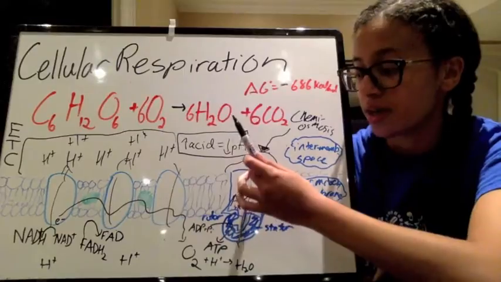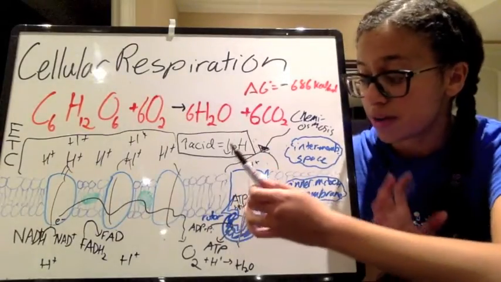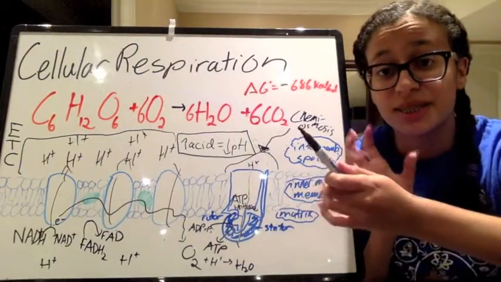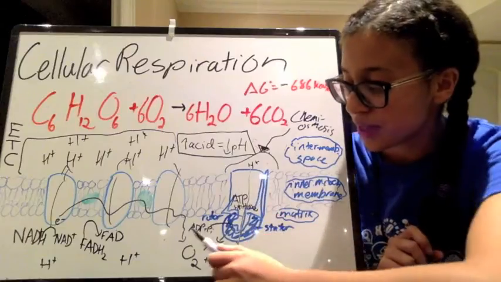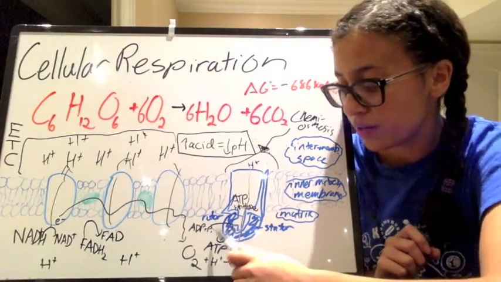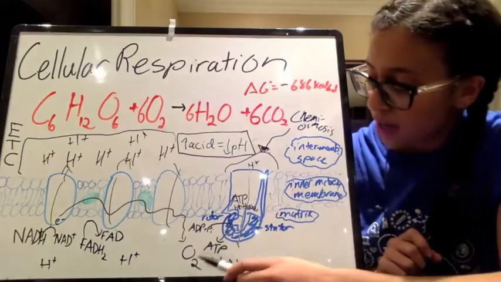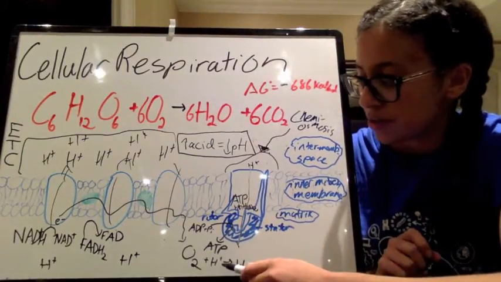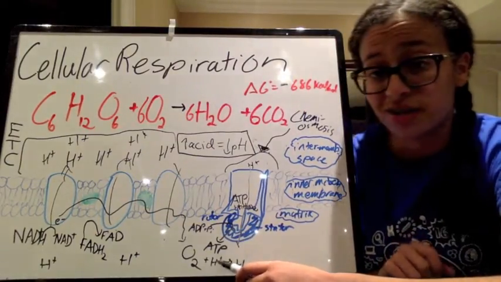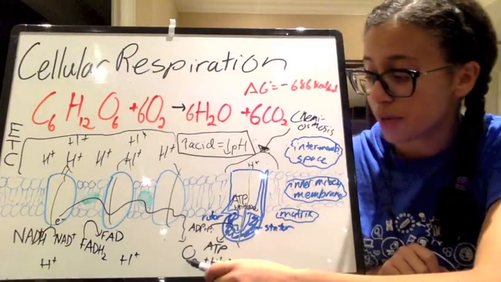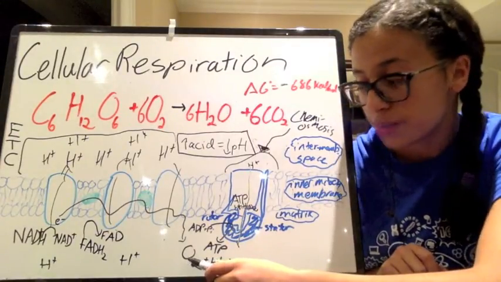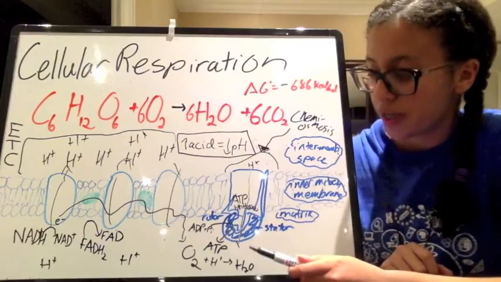Now this one is just coming down and it's not doing any work, but we are taking the energy and we're using it to combine ADP with a phosphate to make ATP. And then again, the hydrogen ions are now in this low energy state, so they're going to combine with our final electron acceptor, which is oxygen, and they're going to form H2O.